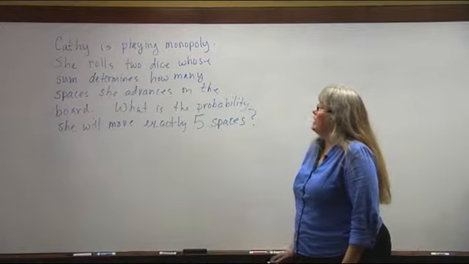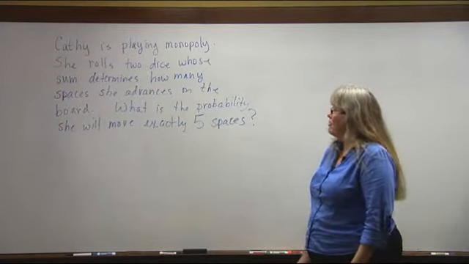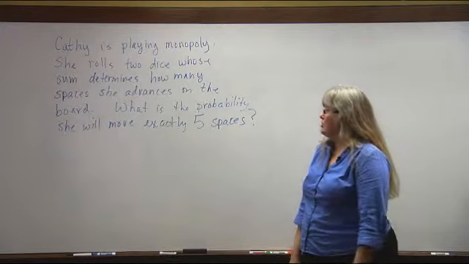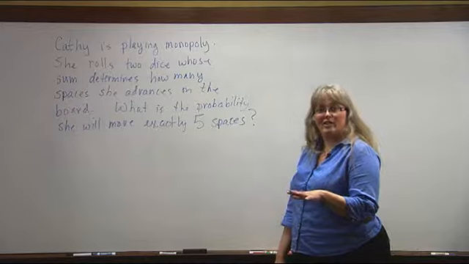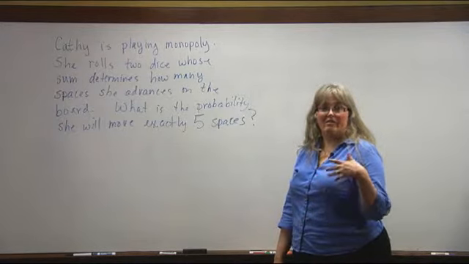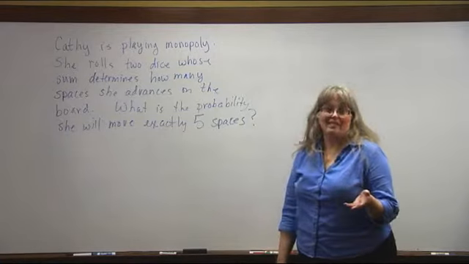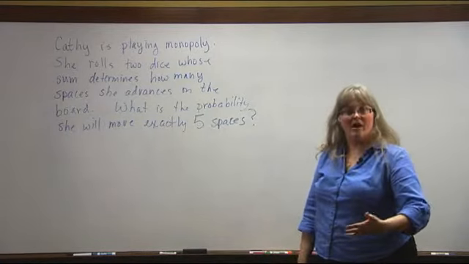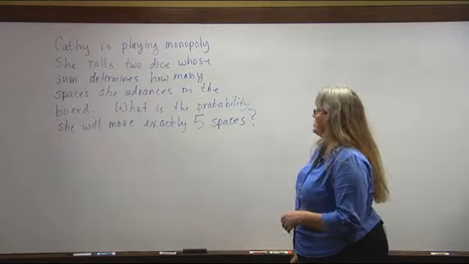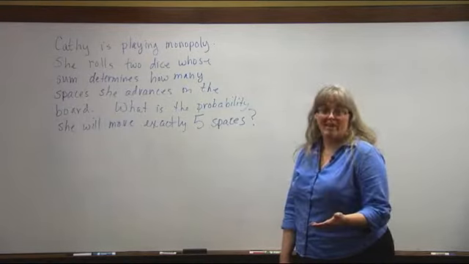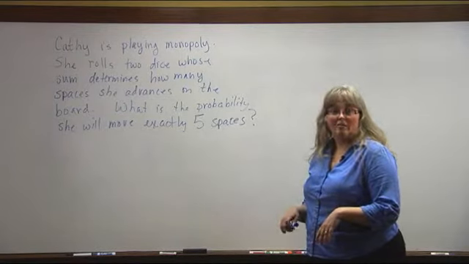Kathy is playing Monopoly. She rolls 2 dice whose sum determines how many spaces she advances on the board. What is the probability she will move exactly 5 spaces? Now, with this problem, I'm going to go into a little more detail than you would need strictly to solve the problem, because this idea of rolling 2 dice and looking at the sum and finding the probability of a particular sum coming up on the dice is a very common one. And so I want to just talk about general strategies for solving these types of problems.